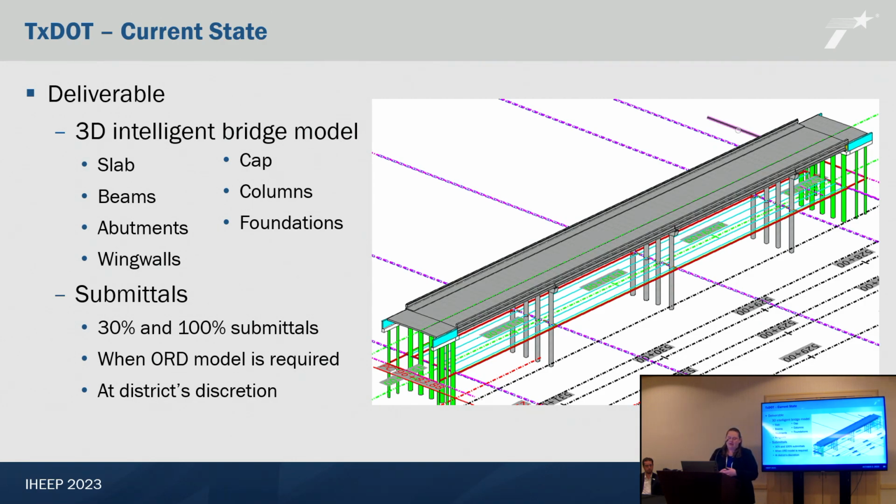And then at 100% at the end. So really it's whenever there's an ORD model we want the bridge model. We want to look at it from a 3D project, not 3D elements. And so we're trying to get that across. If the district wants the model at more stages, then they can do that. But those are the two main ones that we need.